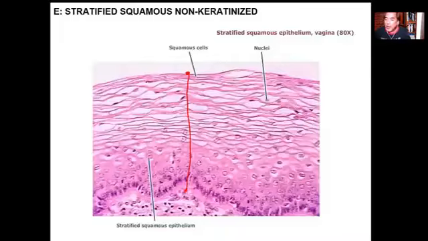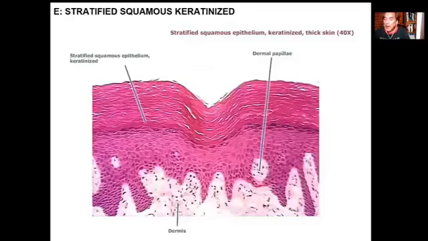Top layer still has nucleus, so it's non-keratinized. These are pictures that I'm going to be showing you for the exam, magnified and very clear. Epithelium from here to here, and the top layer here, dead cells. I don't see nuclei there. Actually, the dead cells are a little bit deeper up to here. So this is keratinized, and this is an example of thick skin.